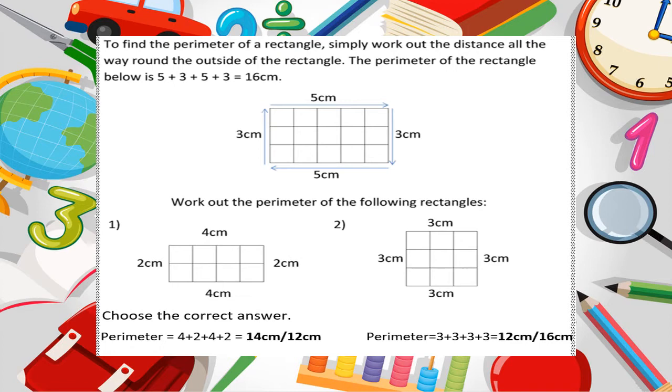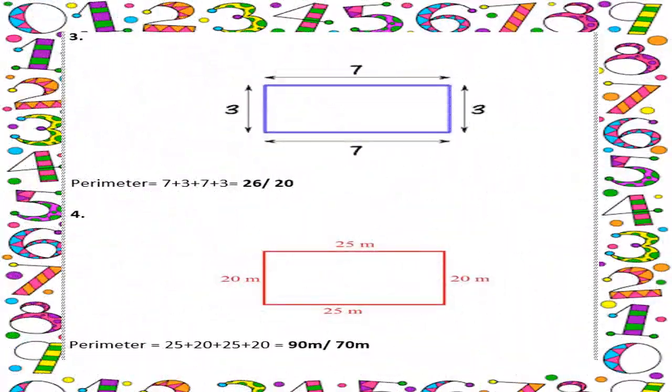Now here you only have to circle or tick the correct option. The same in question number 2. In 3, you can see the lengths 7, then 3, then 7 and then 3. Now you have to choose the correct option. In number 4 also, just choose the correct perimeter.